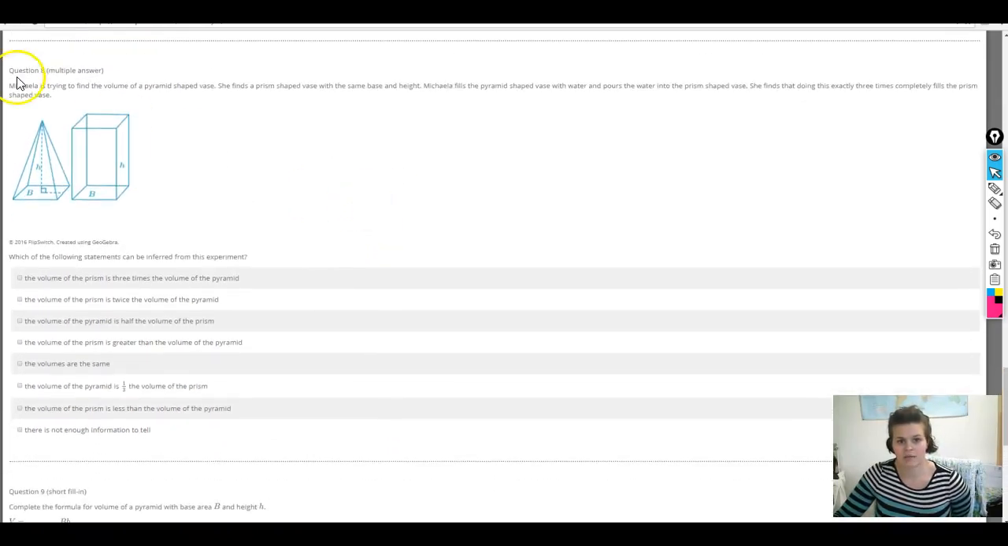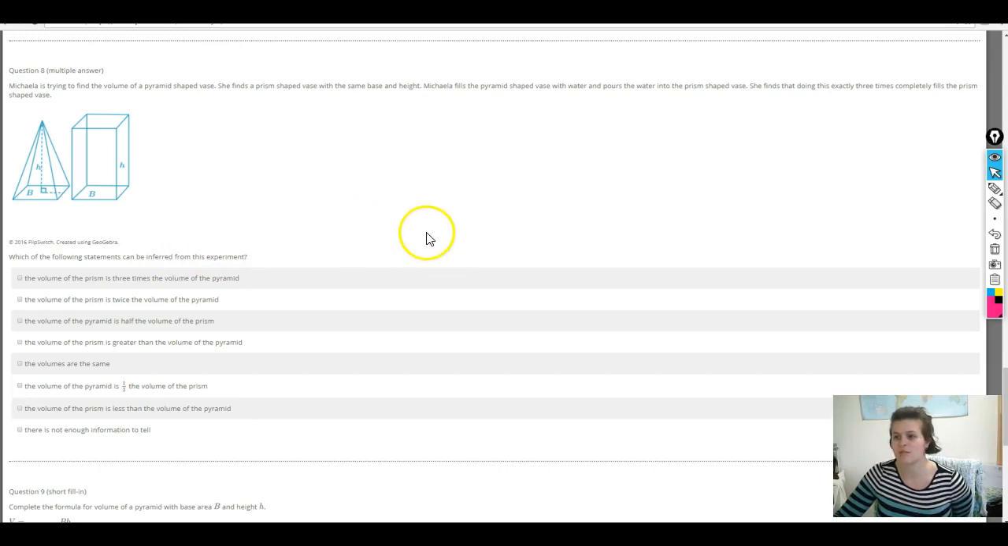Okay, question 8. Michaela is trying to find the volume of a pyramid-shaped vase. She finds a prism-shaped vase with the same base and height. Michaela fills the pyramid-shaped vase with water and pours the water into the prism-shaped vase. She finds that doing this exactly 3 times completely fills the prism-shaped vase. Which of the following statements can be inferred from this experiment?